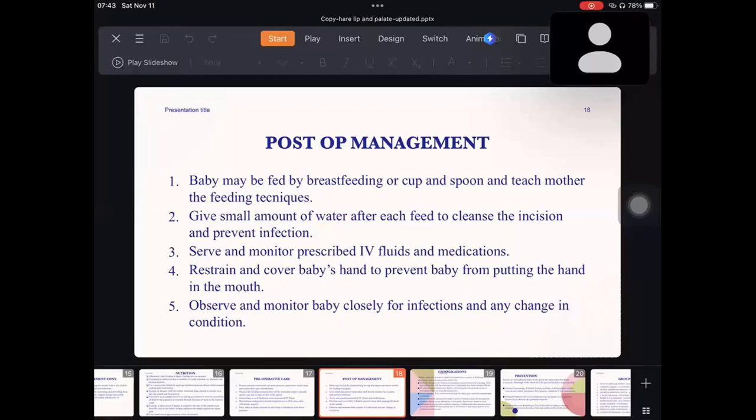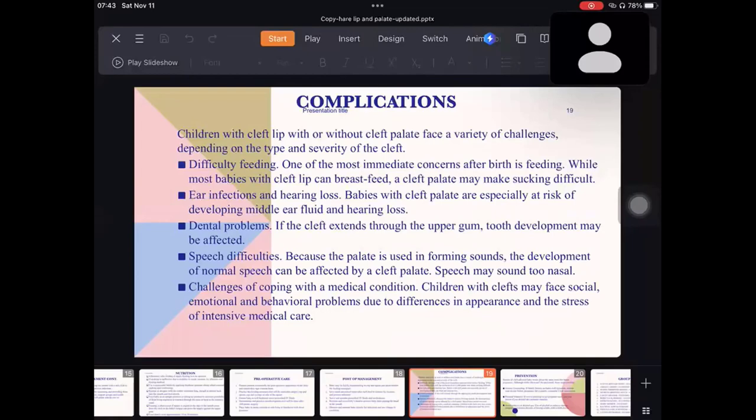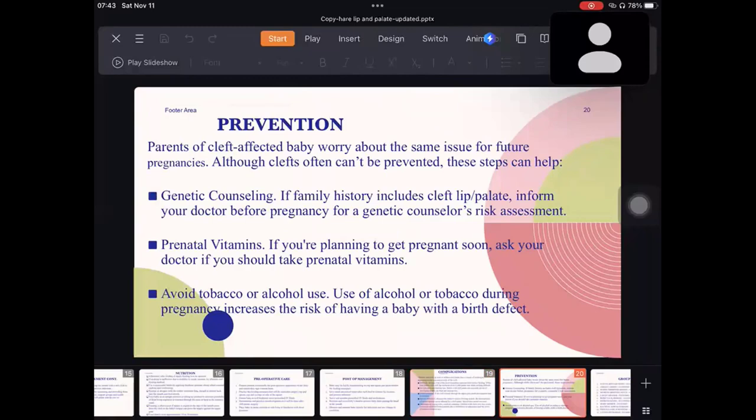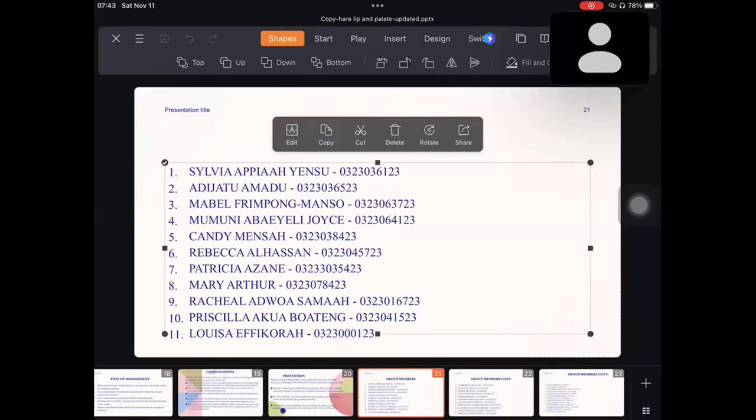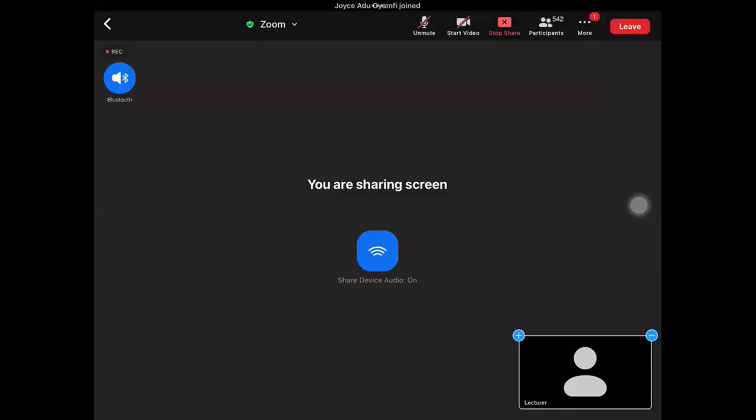Please, the next slide. Please, I've done this already. Okay, group 13, thank you very much. Now they've completed. Why are you removing the slide? Okay, now they've finished.